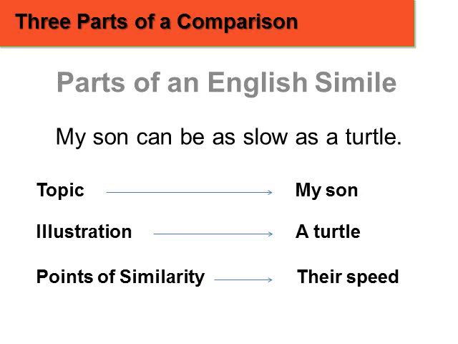They are both slow. In this sentence, all three are stated explicitly, or said in a clear and direct way. It is easy to find the topic, illustration, and the point of similarity. The writer wants you to know that just as a turtle walks very slowly, their son does things very slowly.